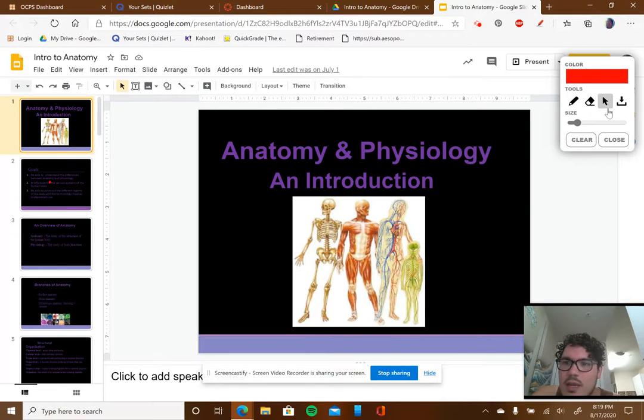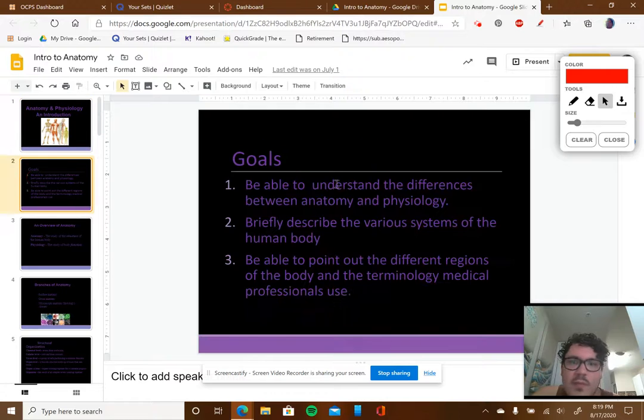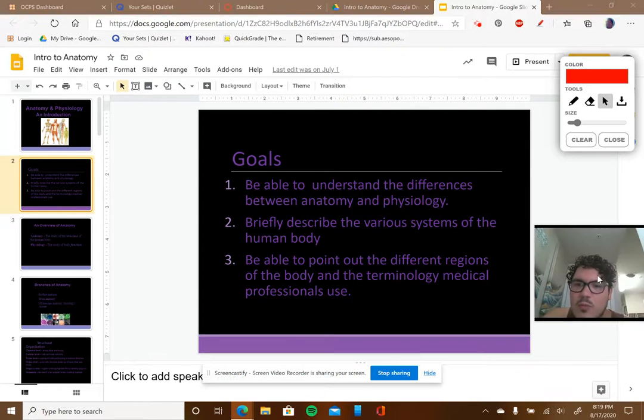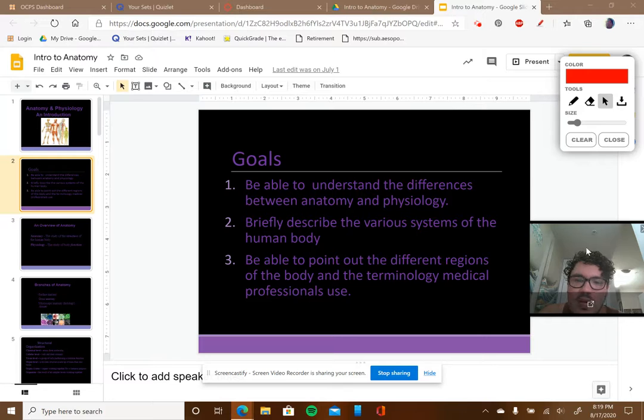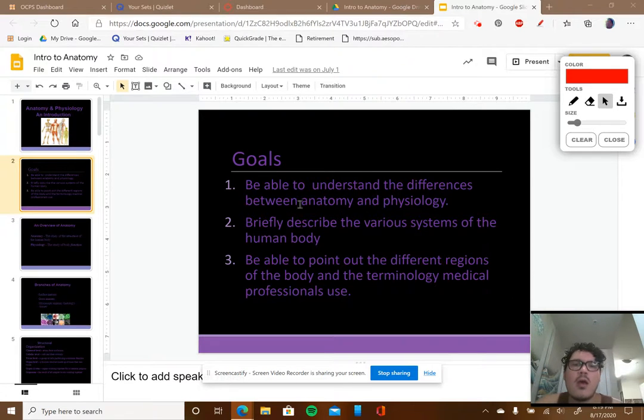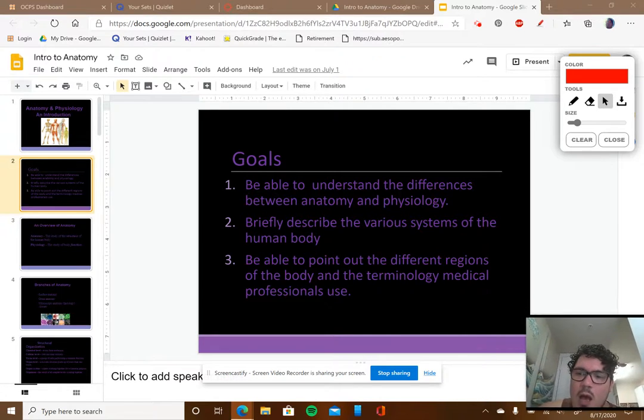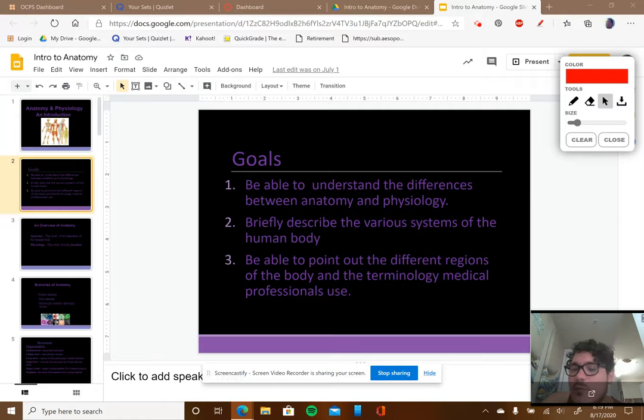All right, so let's go ahead and clear that there. There we go. All right, so as usual, I like to share some goals before we get started. So I'll just drag this down to the corner there. Be able to understand the differences between anatomy and physiology. That's first step type stuff. Briefly describe the various systems of the human body. So what does each system do? In our next video, we'll get into that in more detail. Be able to point out the different regions of the body and the terminology medical professionals use. I think that's super important. And a big reason for that is all the other units we learn have a lot of these terms that come up again and again. So getting that knowledge early really pays off greatly here.